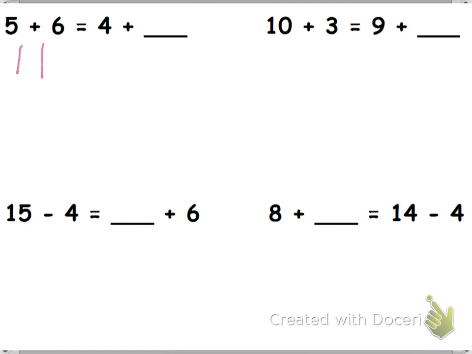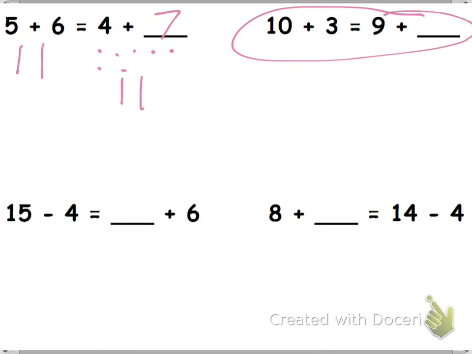Now 4 plus blank. We're going to start with the number 4, and we're going to keep on counting up until we get to the number 11. We can use our fingers, but since you guys won't be able to see my fingers, I'm going to add a dot to show each finger that I already put up. So 4 is in our brain, so 4, 5, 6, 7, 8, 9, 10, 11. So that means that there will be 1, 2, 3, 4, 5, 6, 7 fingers up. So 4 plus 7 also equals 11. So 5 plus 6 equals 4 plus 7 because they both equal 11.